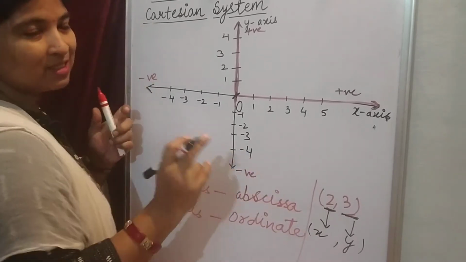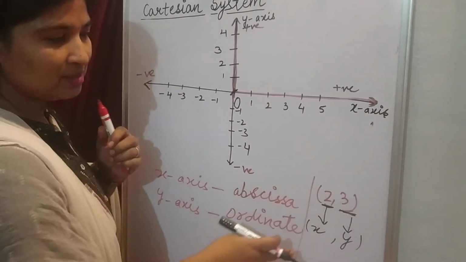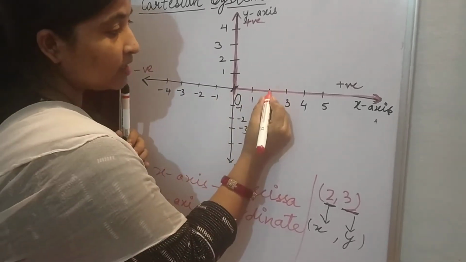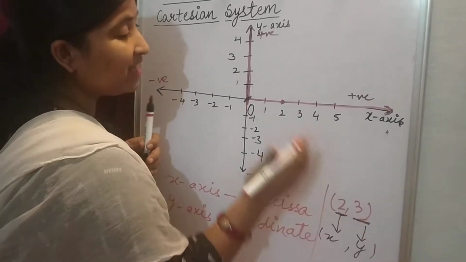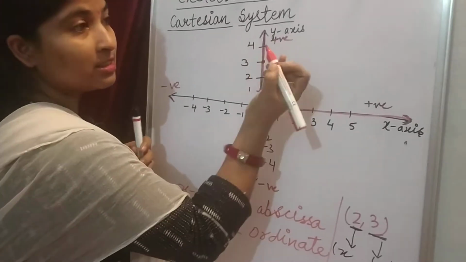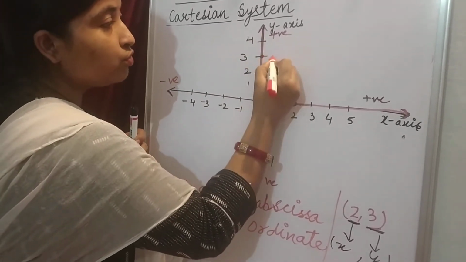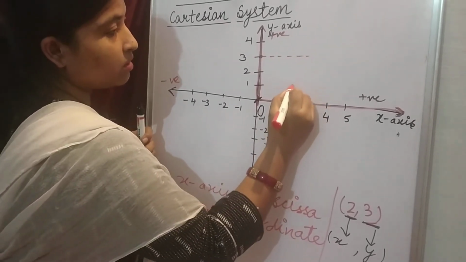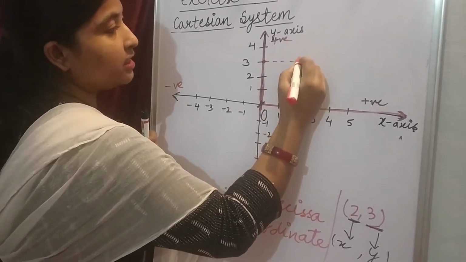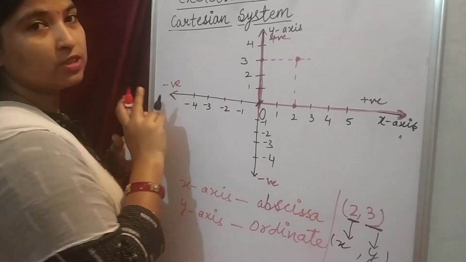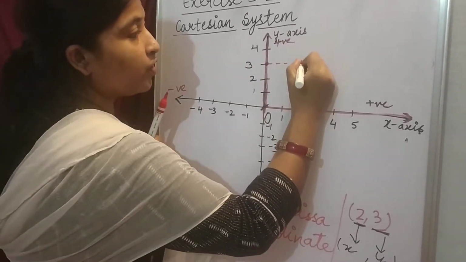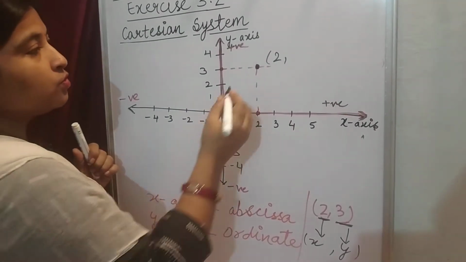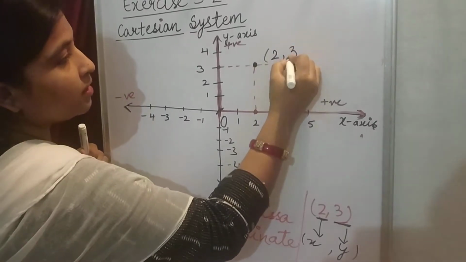I told you to represent 2, 3. 2 is your x-axis, 3 is your y-axis. On the x-axis, where is 2? Yes, here it is. And on the y-axis, where is 3? Yes, here it is. Now what you have to do is draw imaginary perpendicular lines from these 2 points, and they are meeting at one point. Can you see that? Yes, this point is your 2, 3.